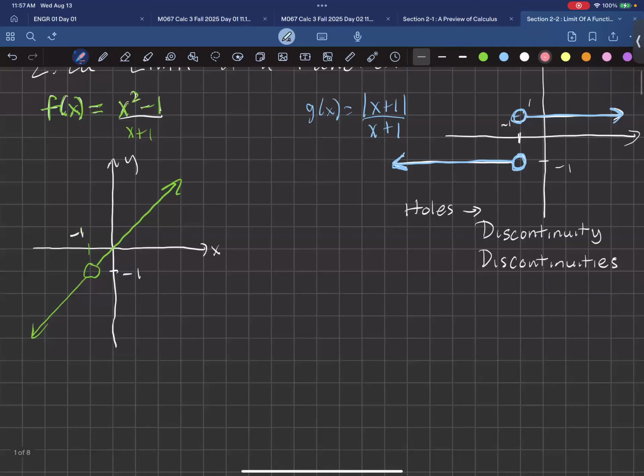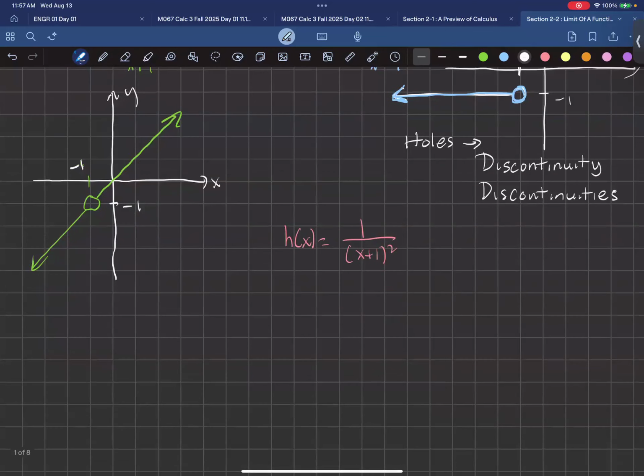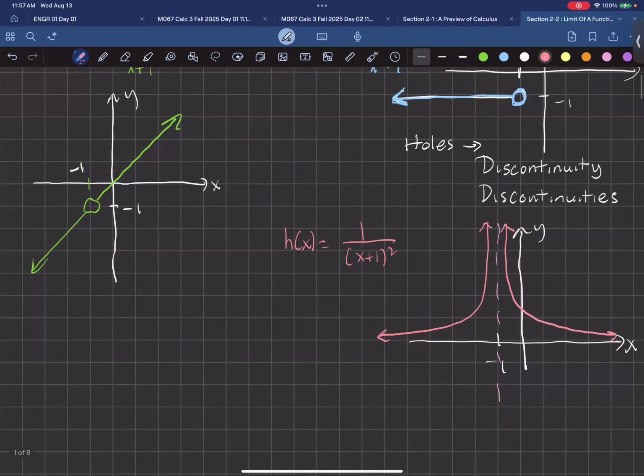Or I could have something like this. h of x is 1 over x plus 1 squared, like that. And when I draw this, again at -1, I have something like this. There is a vertical asymptote right here. We'll talk about that more in a little bit. But it's doing some stuff like this. Okay.